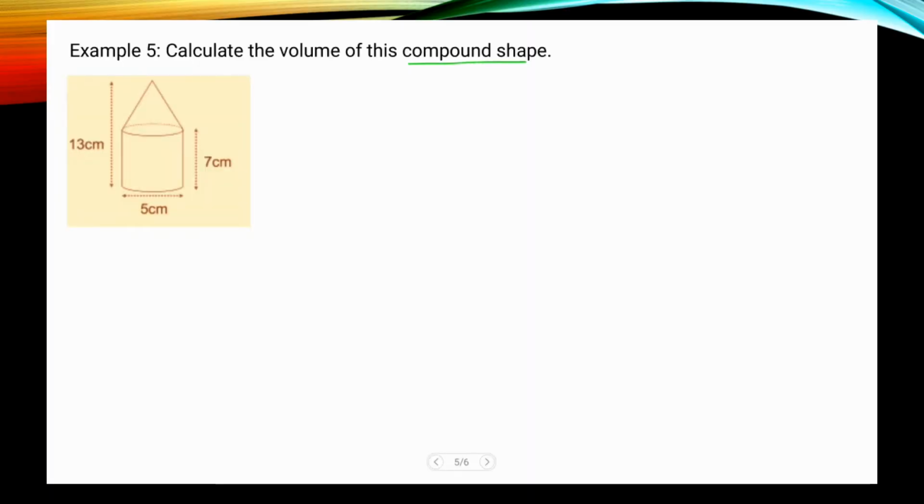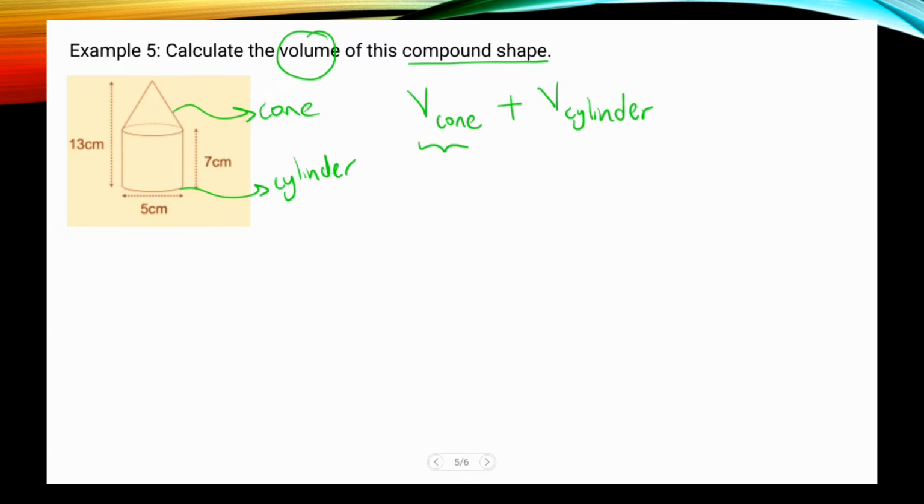There is a compound shape in example 5, and we are going to find its volume. This shape is made up of a cylinder and a cone, and the volume of this compound shape is the sum of the volume of the cone and the volume of the cylinder. You need to remember their formulas. Volume of cone is 1/3 π r² h, plus volume of cylinder is π r² h.